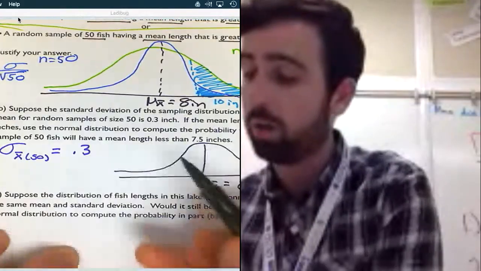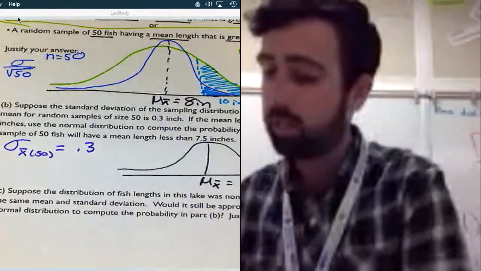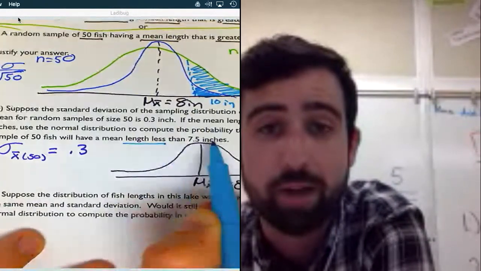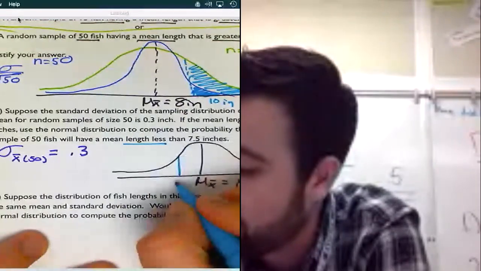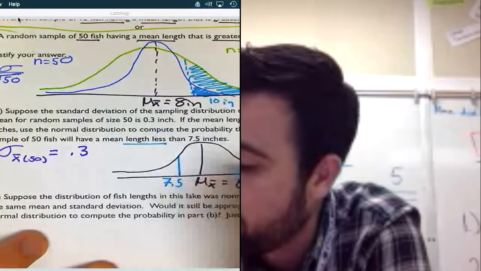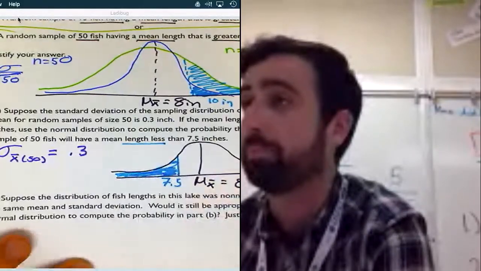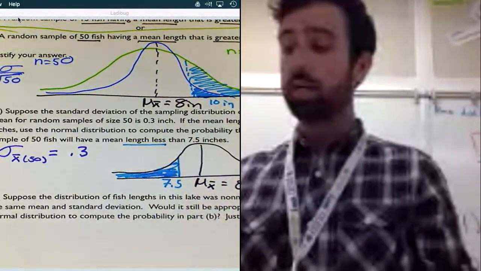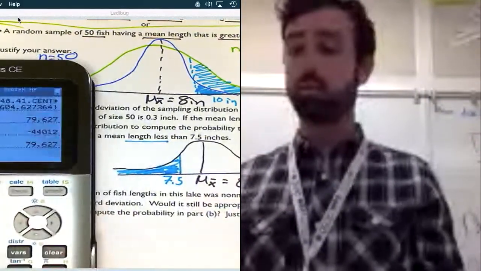We want to know what's the probability that when we sample 50 fish, the average is less than 7.5. Again, this is where drawing it out really helps. So 7.5, we want to know what's the probability that it's less than. Now we could use z-score and go through all that. Again, to save time, use your calculator. It's going to save you a whole bunch of time.